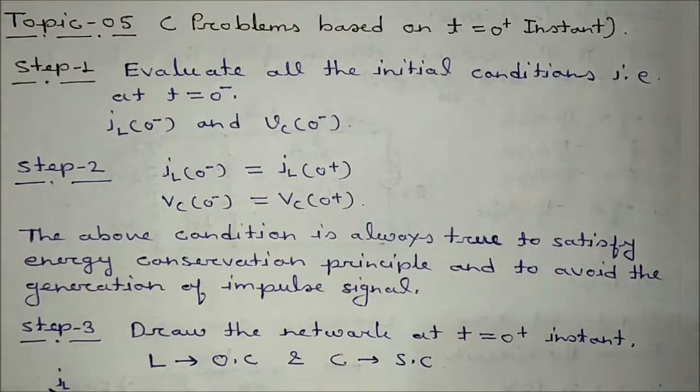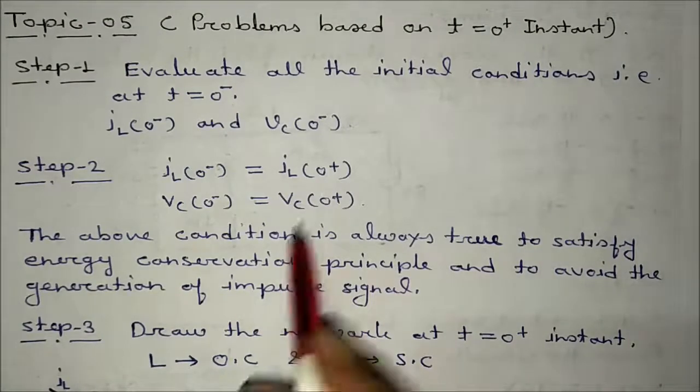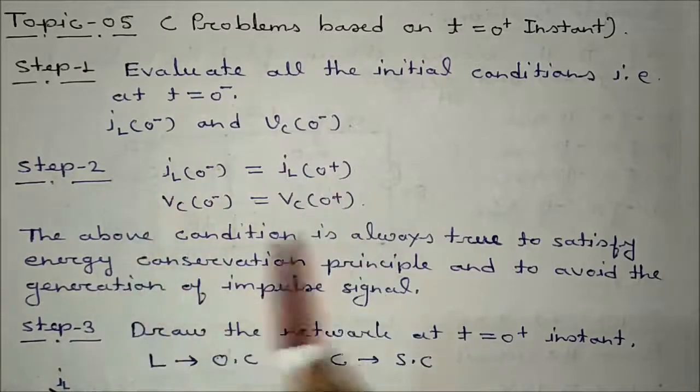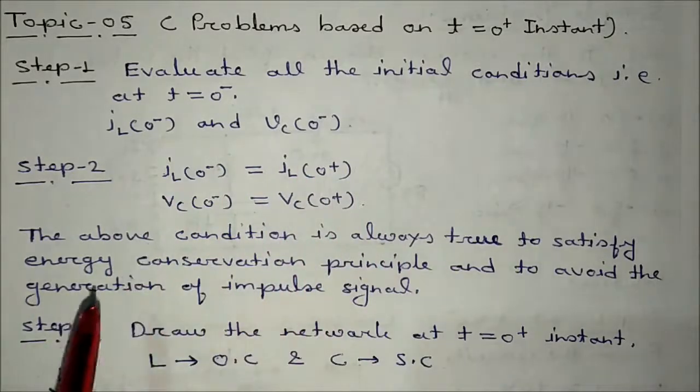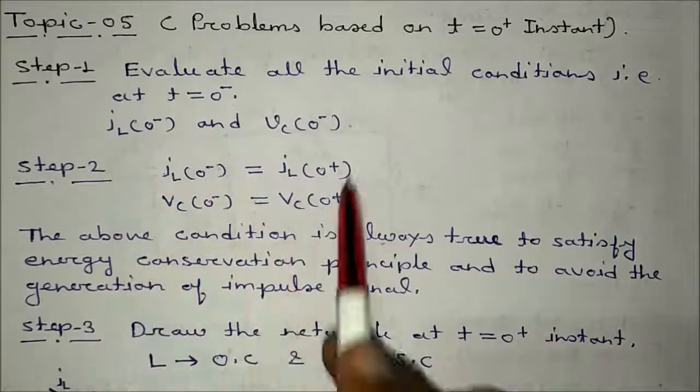Now this step 2 is what? That is IL0 minus will be same as IL0 plus and VC0 minus will be same as VC0 plus. Why? The above condition is always true to satisfy the energy conservation principle and to avoid the generation of impulse signal. Just remember this thing. I will explain this at the end of the transient. Okay, at the end of the transient, how this is getting equal. We will take one problem on that and we will discuss why this is happening.